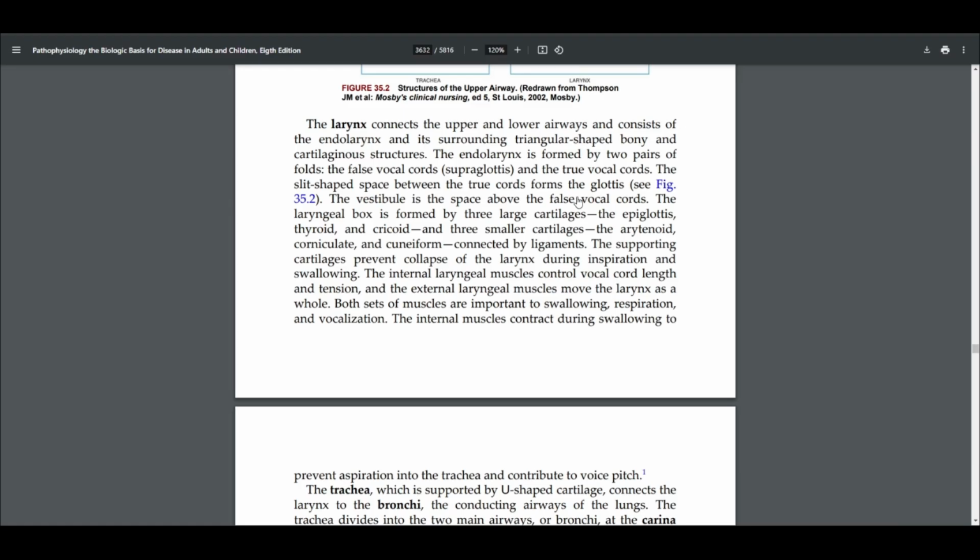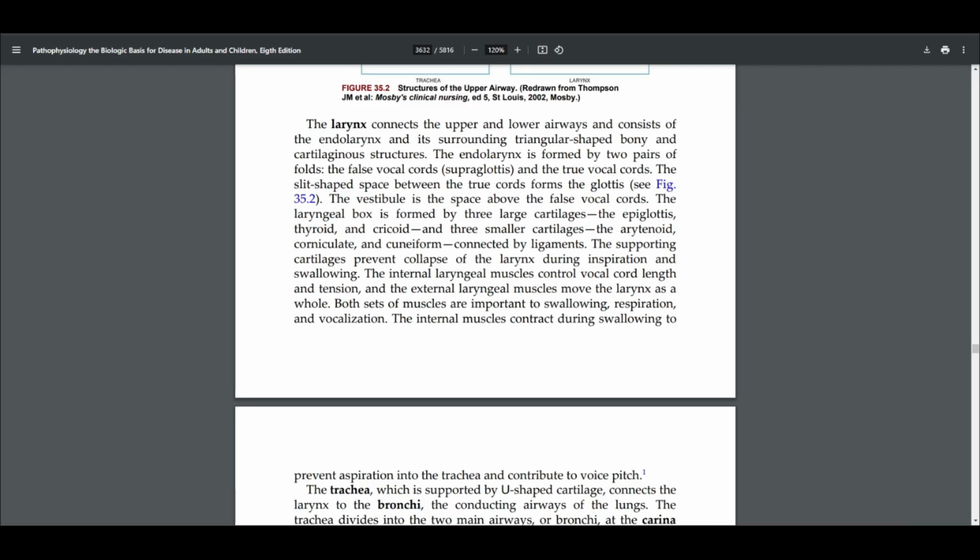The larynx connects the upper and lower airways and consists of the endolarynx and its surrounding triangular-shaped bony and cartilaginous structure. The endolarynx is formed by two pairs of folds, the false vocal cords, or supraglottis, and the true vocal cords. The slit-shaped space between the true cords forms the glottis. The vestibule is a space above the false vocal cords. The laryngeal box is formed by three large cartilages, the epiglottis, the thyroid, and the cricoid, and three smaller cartilages, the arytenoid, the corniculate, and the cuneiform, connected by ligaments.